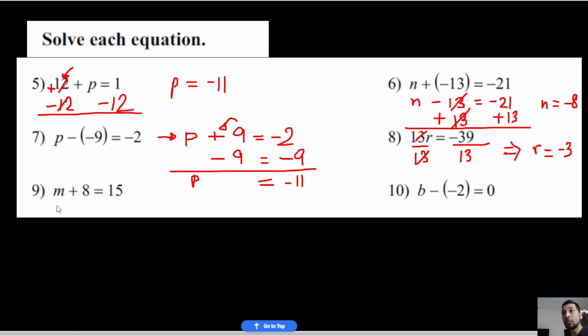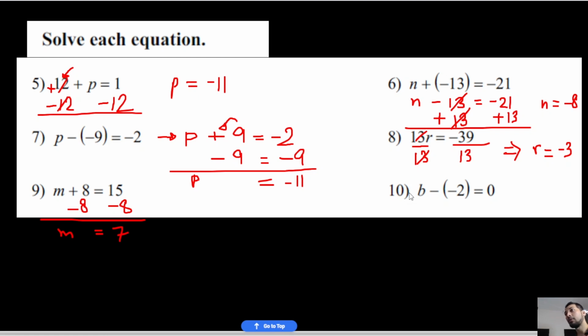Perfect. Number 9, we have m plus 8 equals 15. Again, same strategies can be applied over here. We see the sign in front of 8 is plus. So we do subtraction. We do minus 8 on both sides. And if you do that, we get m equals 15 minus 8 is 7.